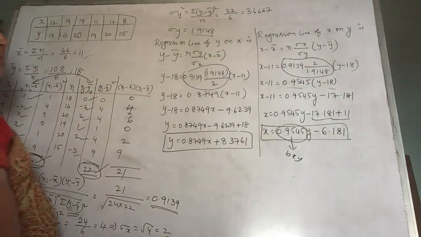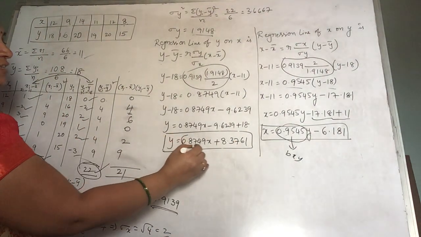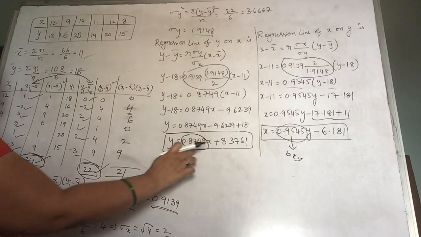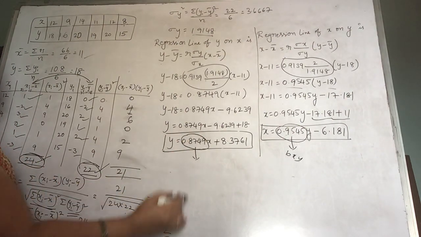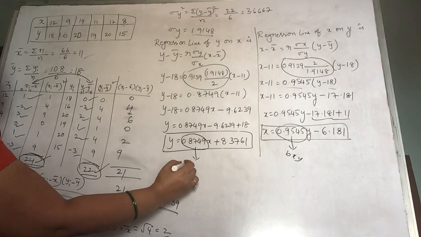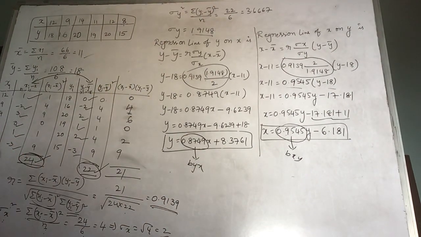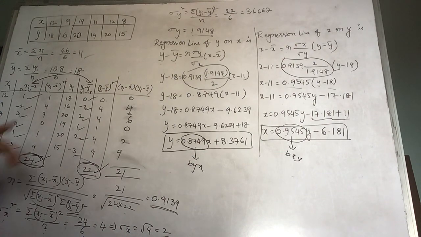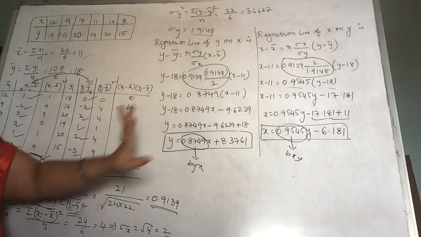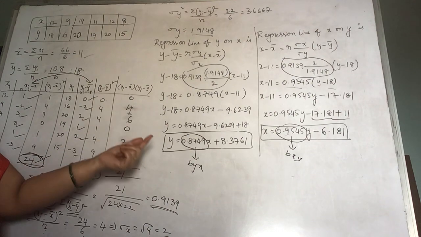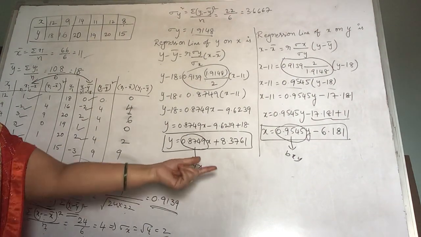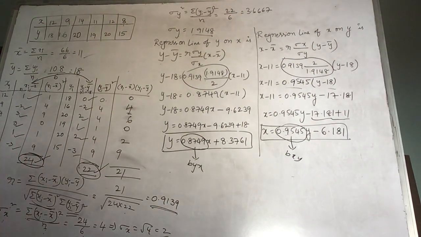Here the slope is dxy. In the regression line of y on x, the slope is called the regression coefficient of y on x, denoted as dyx. This is the calculation of the regression lines y on x and x on y. Based on the regression lines, we have to find the regression coefficients dxy and dyx. Okay, thank you.